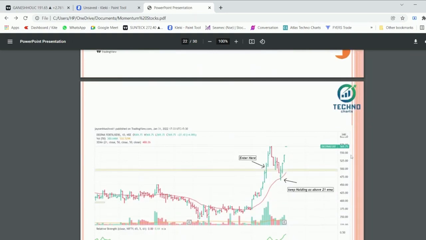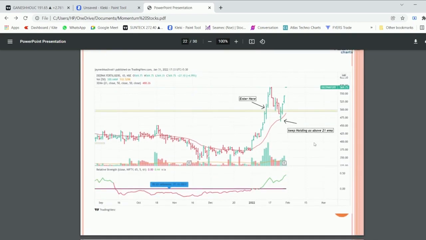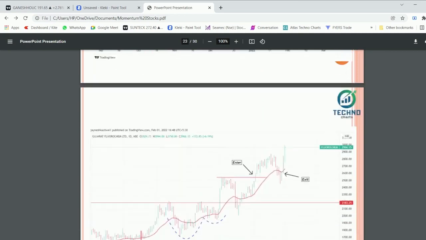Looking at the volumes also, you should understand the volume activity before entering the stock, and you should hold the stocks until and unless the stock is breaking the 21 EMA to avoid multiple trades. If you hold the stock and it is trading above the 21 EMA, that means the stock is in good strength, so you can hold the stocks.